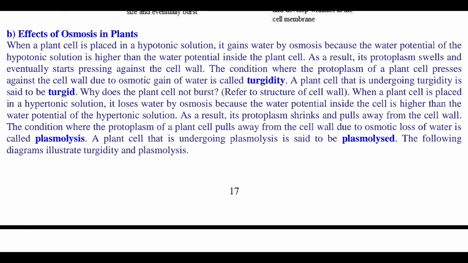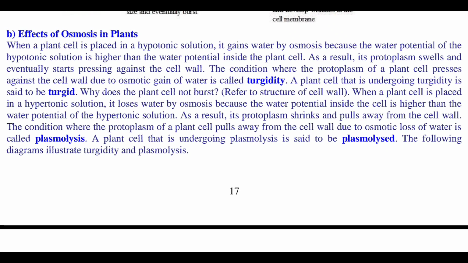Correct. It's called turgidity, not cellulitis. In plants, it's called what? Turgidity. Are we together? A plant cell that is undergoing turgidity is said to be turgid. Now, why doesn't the plant cell burst? Because it has a cellulose cell wall, which is rigid, which is strong.